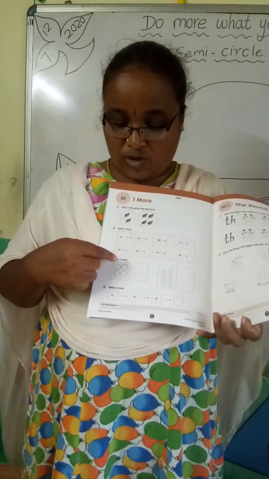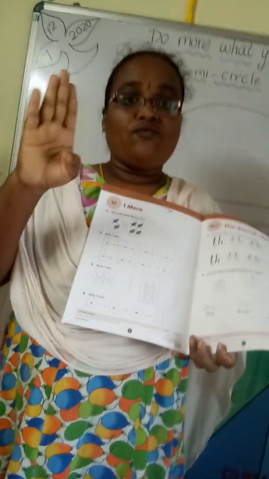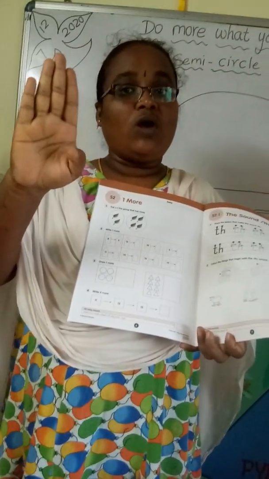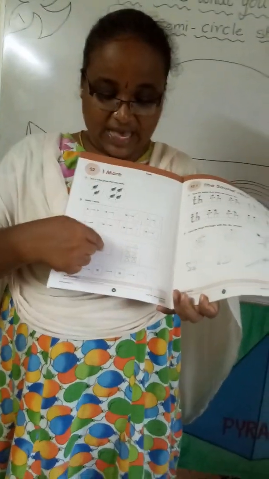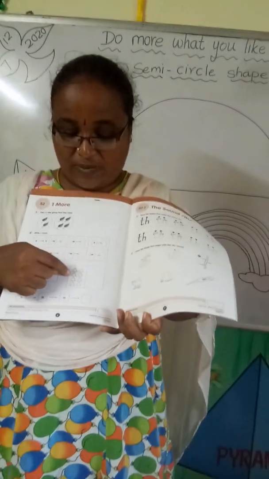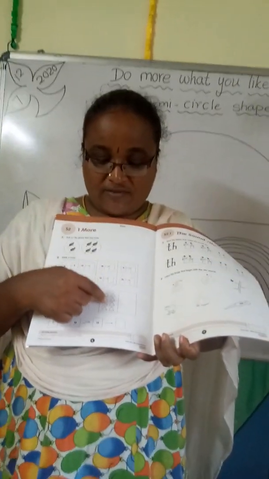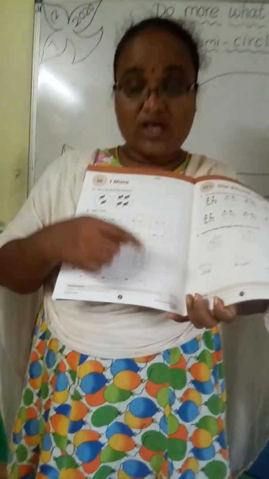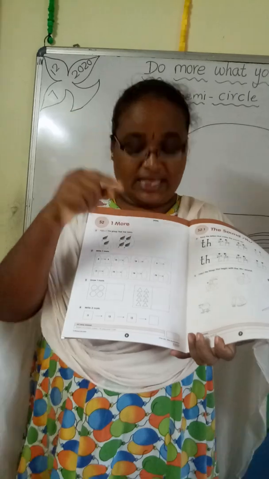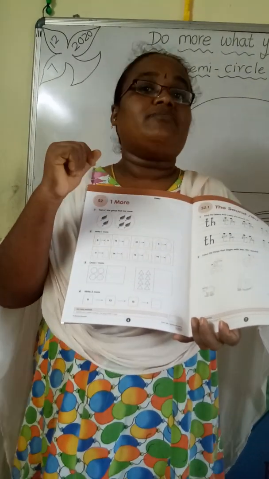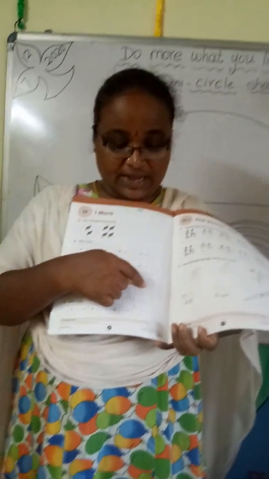Draw one more. See dear, here they have given 4 circles. So 4 is here. One more means you have to draw how many circles? 5 circles. See dear, how many triangles here? 1, 2, 3, 4, 5, 6, 7, 8. So here 8 triangles are there. So one more means, how many triangles do we have to draw? Yes, very good dear. 9 triangles.